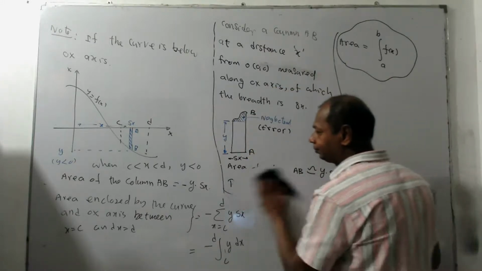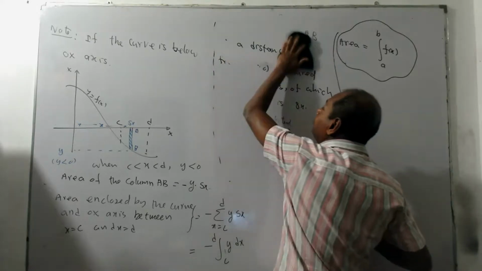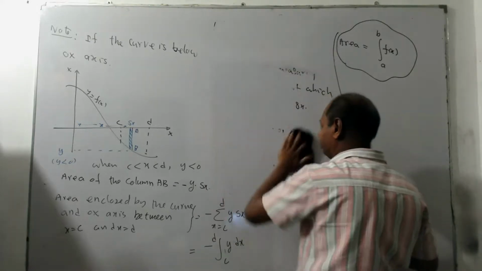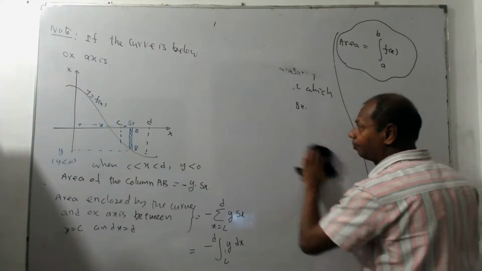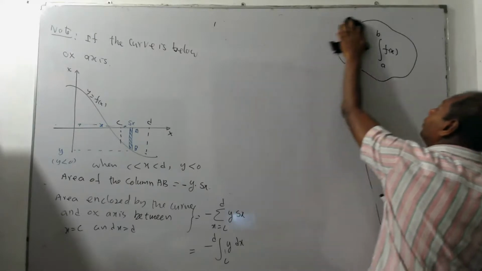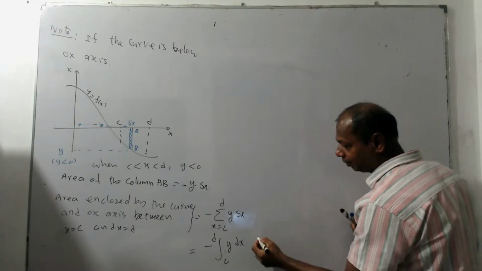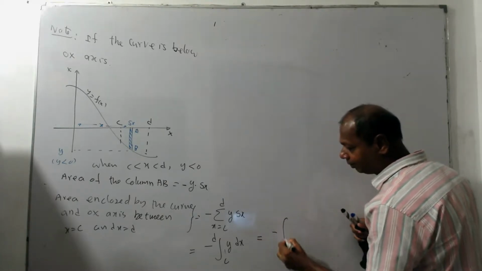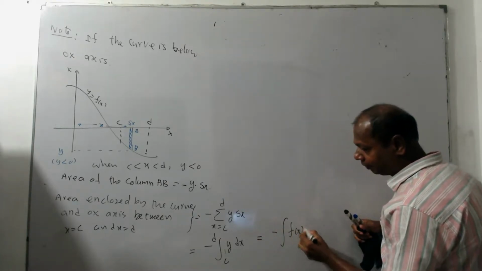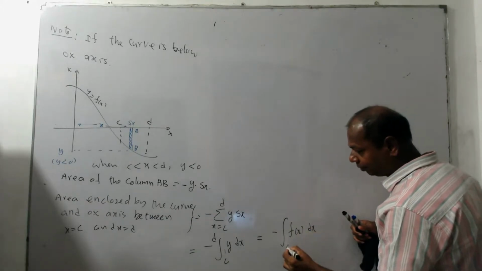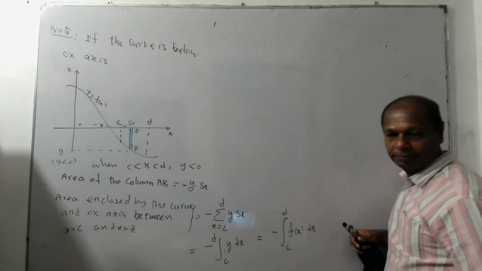So finally, it is equal to minus the integral of f(x) dx as x goes from c to d.